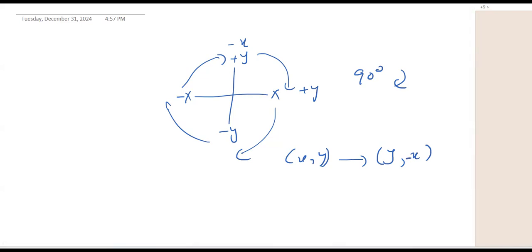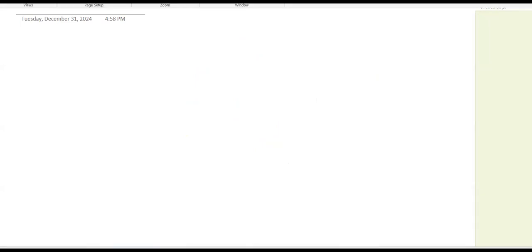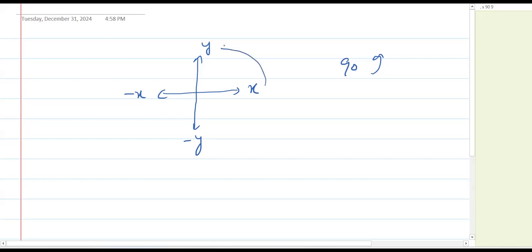Now I think if I ask you, make the rule for 90-degree anti-clockwise. So I think easily it can be made. 90-degree anti-clockwise. Look, this is x, minus x, y, minus y. Yes. So as you are rotating 90-degree, so what will happen? This will go here. This will become plus x now. This will come here.